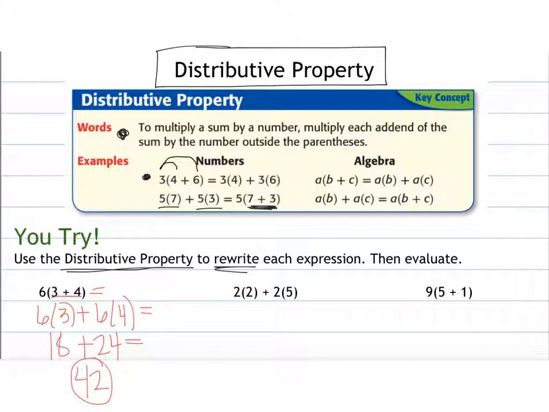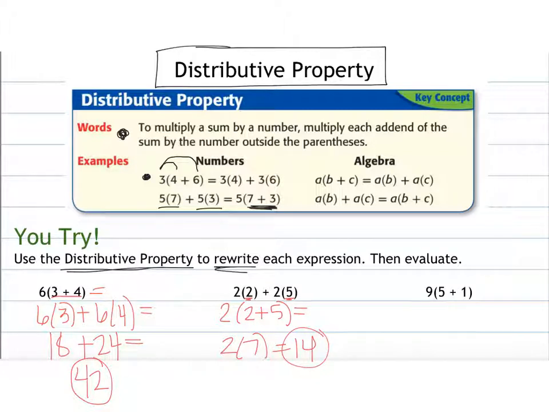Going the opposite way, if I have 2 times 2 plus 2 times 5, I can rewrite it using the distributive property and just do 2 times the quantity 2 plus 5. I take my 2 and my 5 and put them inside the parentheses. Now I can solve, which is 2 times 7, and it's 14.